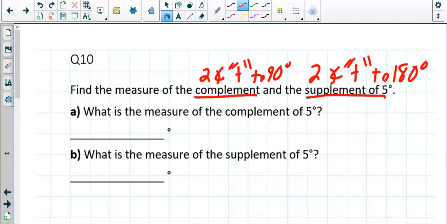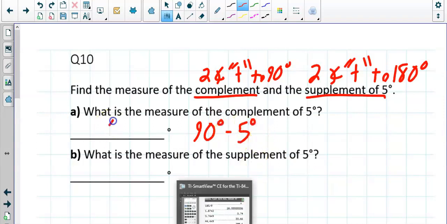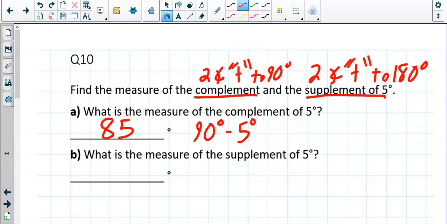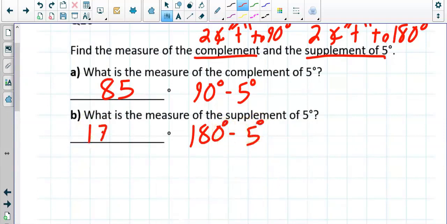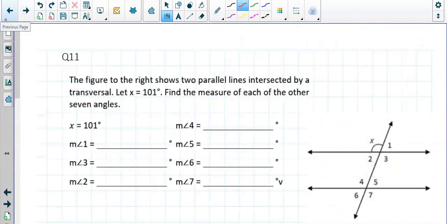So if you want to figure out what is the complement of 5, take 90 degrees minus 5 degrees. And that gives you 85 degrees. You want to figure out what the supplement of angle 5 is, take 180 degrees minus 5 degrees. And that gives you 175 degrees. And of course the label's already there, but I just like to put in the label anyway. So there's your first question 10, which is all about, can you subtract from 90? Can you subtract from 180?